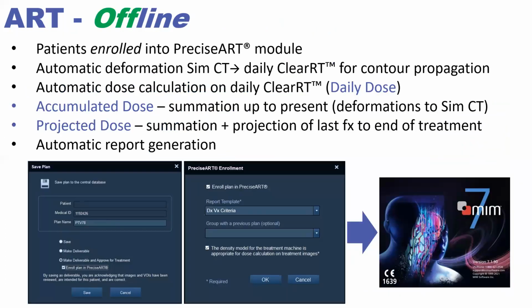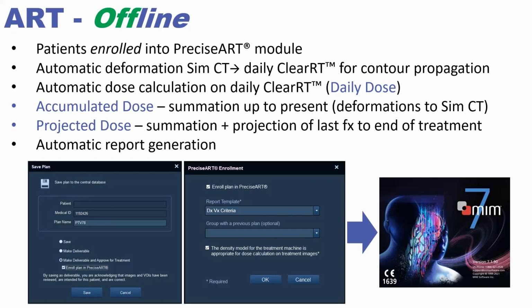And so when it gets to this offline module, what is it exactly? Patients are enrolled into this module. And so when your doctors approve the plans, you can decide to enroll a patient if you have a protocol, let's say, or during the process of which you want to investigate, you can enroll the patient anytime. Behind the software, you have MIM. And so MIM really is the structure of which is using all deformable image registration and workflows.